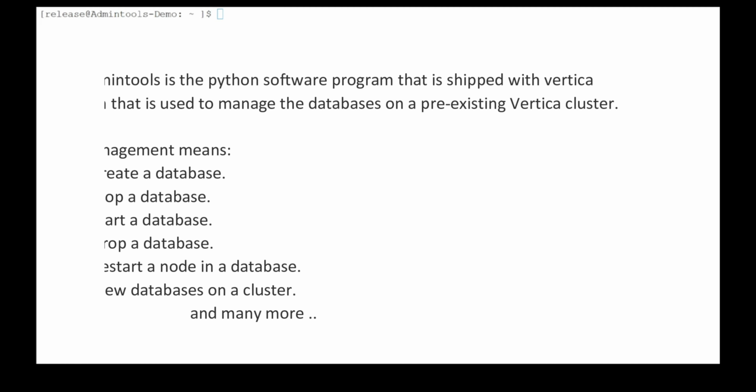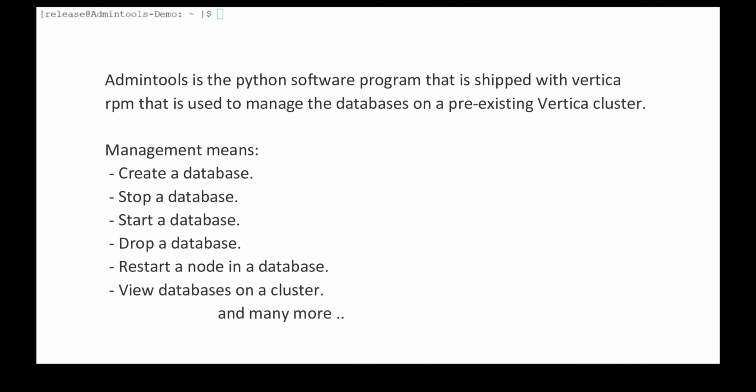So in the previous session we discussed how we can install Vertica on Linux, and this time we would explore the admin tool. Some of the admin tool's basic operations are create a database, stop a database, start a database, drop a database, view database on the cluster, and many more. So admin tool is a Python software program that is shipped with the Vertica RPM and is used to manage the database on a pre-existing Vertica cluster.